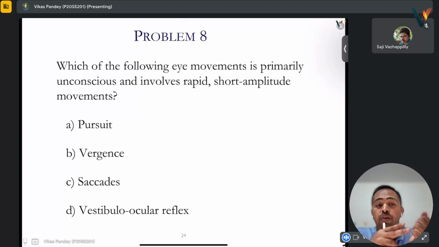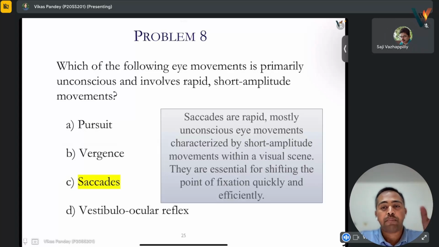Which of the following eye movements is primarily unconscious and involves rapid short amplitude movements? The part that we are not able to control. Pursuit, saccades, vergence, vestibulo-ocular reflex. So it is saccades. Saccades are rapid, mostly unconscious eye movements characterized by short amplitude movements within a visual scene. We are seeing something, we are not trying to move our focus, yet there will be some short movements. They are essential for shifting the point of fixation quickly and efficiently.